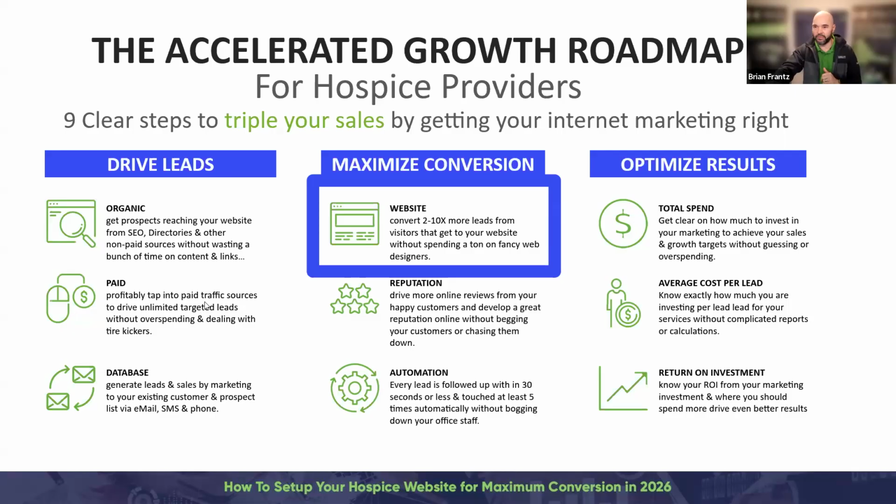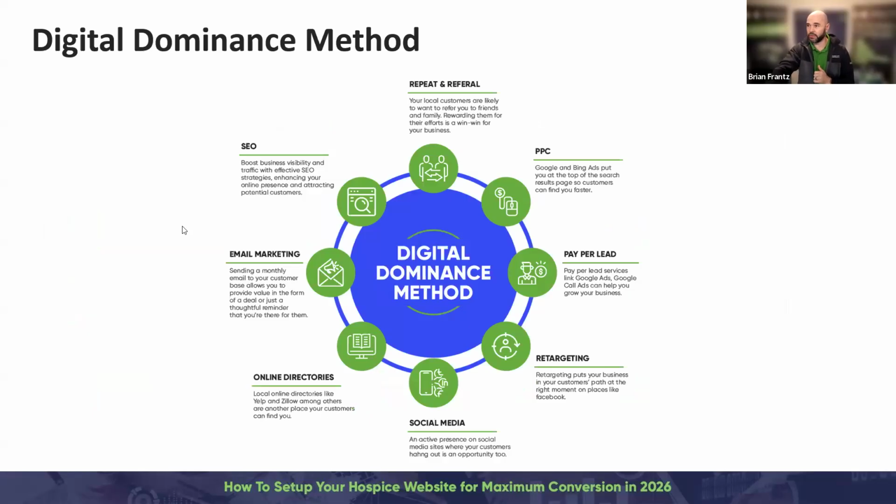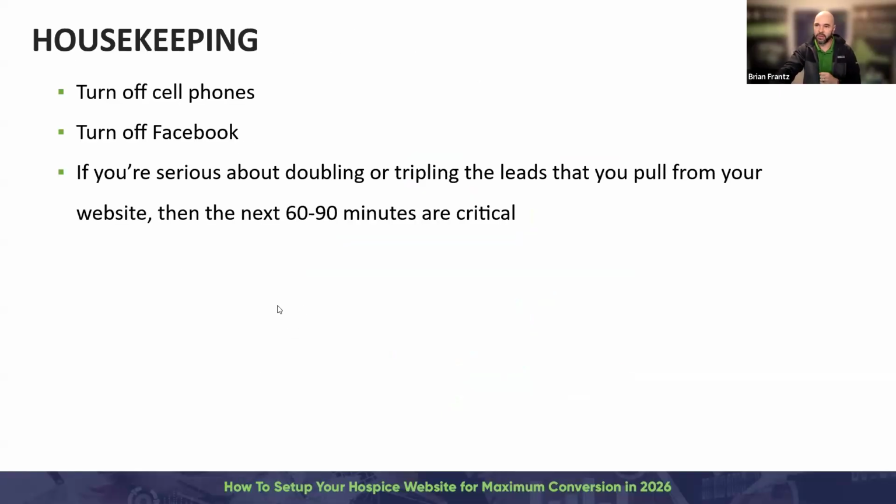And here's just another view of that, right? The different ways you can drive leads, maximize your conversions. Not going to be talking so much about reputation today, just really focused on the website, okay? And the things you can do to your website. Here's another diagram, another image of the digital dominance method. Really, what you can focus on your internet marketing strategy, right? There's so many different things you can focus on, and they all kind of lead back, right, to your website. So we're going to get into that.